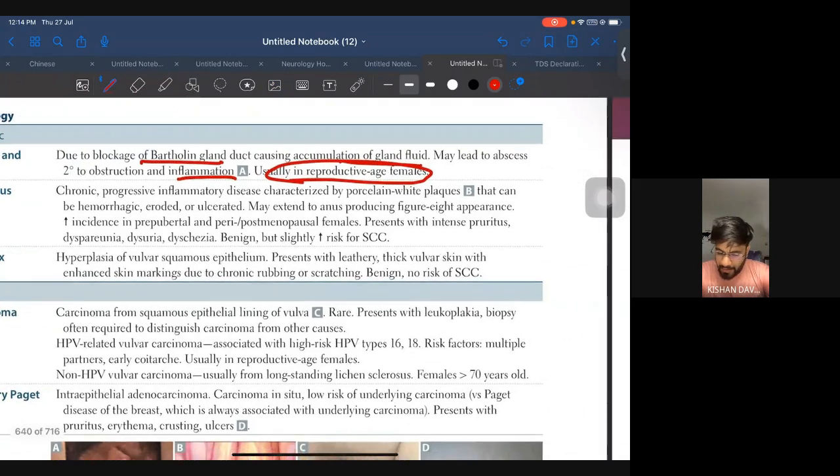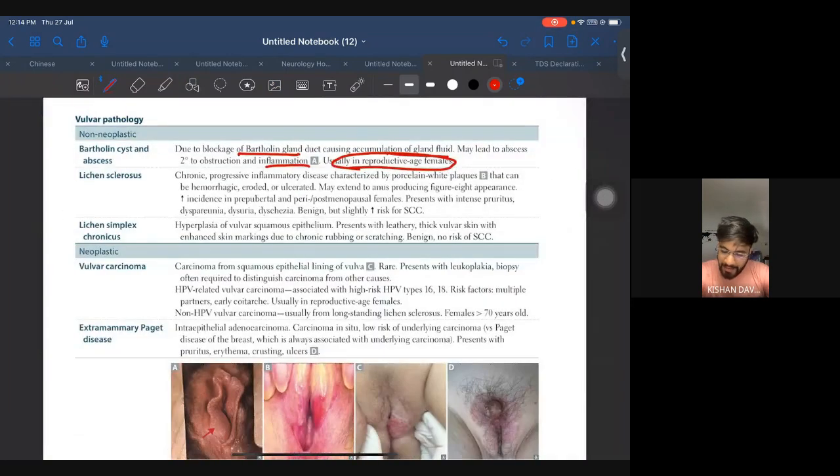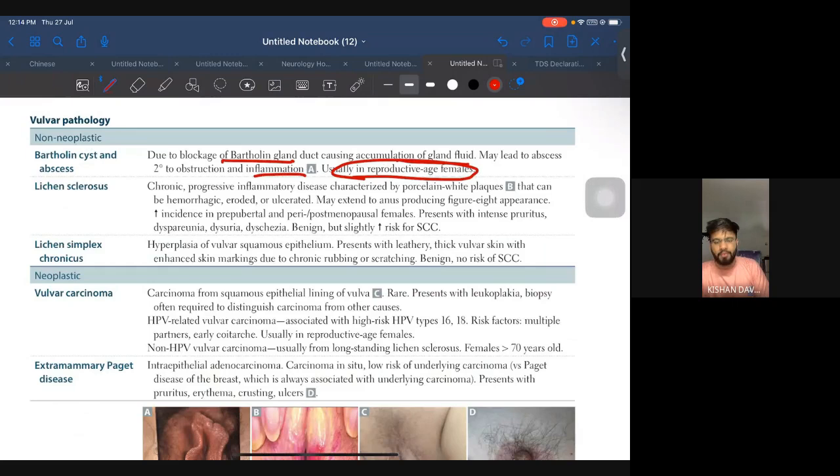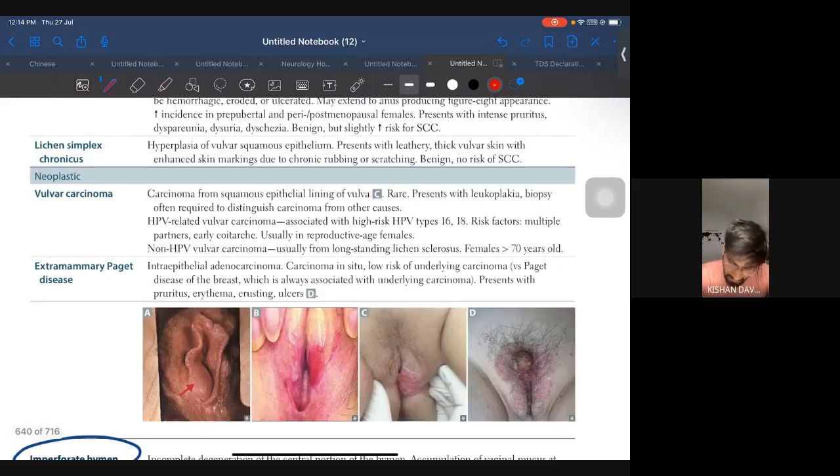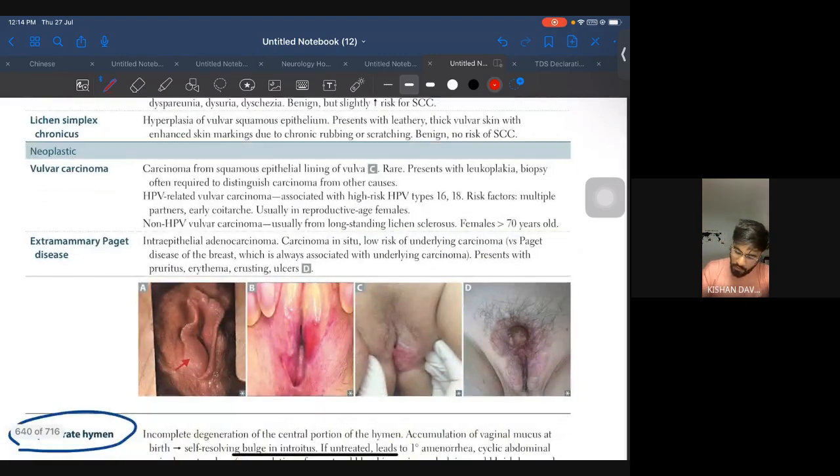Okay, so only one question was there in UL, and that was also unexpected. How can you diagnose a Bartholin cyst and abscess without proper information? Okay, so remember blockage of Bartholin gland, accumulation of gland and fluid, simple. And images you can go for.